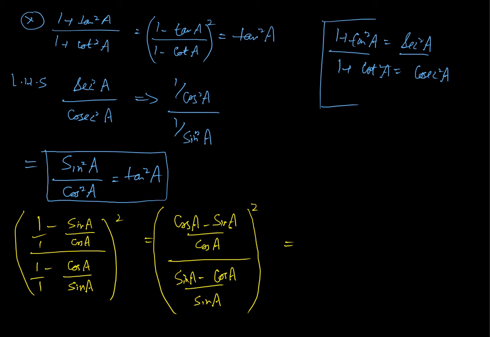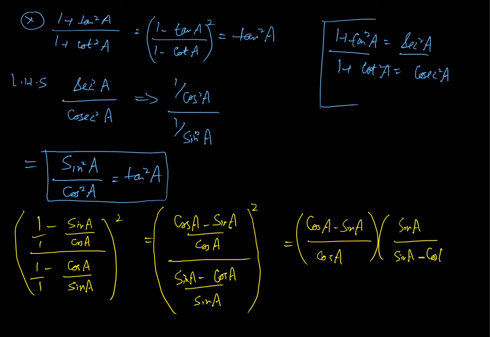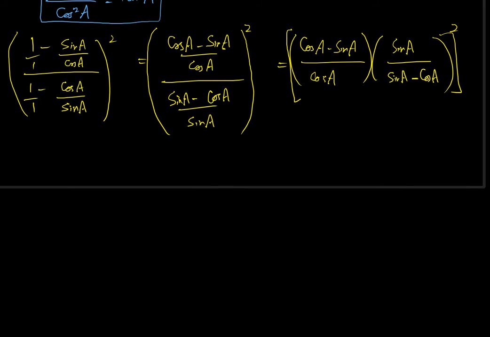So we can write it as (cos A − sin A)/cos A multiplied by sin A divided by (sin A − cos A), right? This is whole squared. So we can write it as (cos A − sin A) divided by (sin A − cos A).